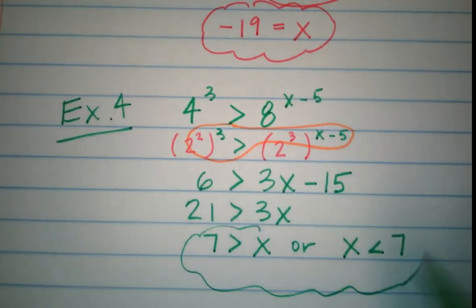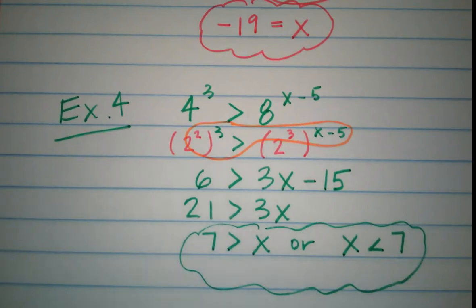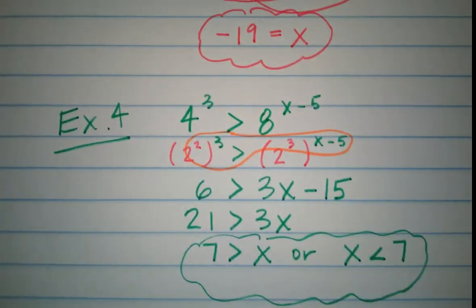So what this means is that there's multiple answers. As long as x is smaller than 7, this problem will work out.